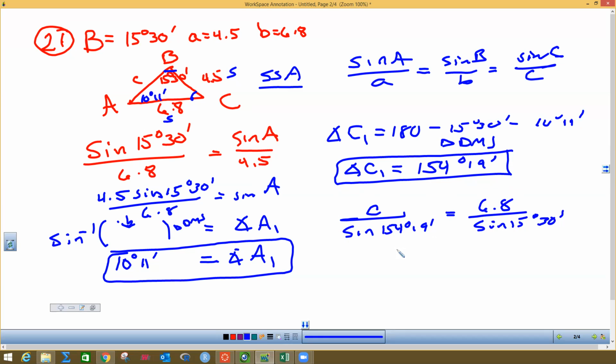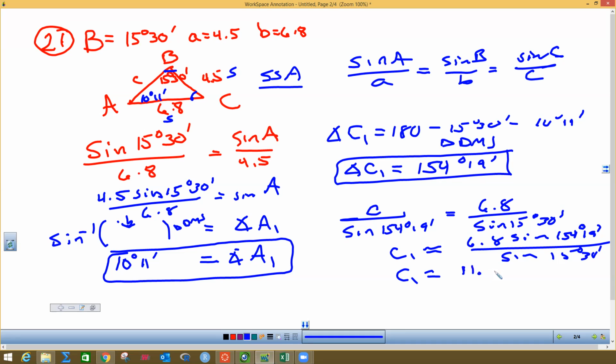Am I going to have to hit second on this when I'm finding a side? Hello? Am I going to have to hit second sine? No, the only time you hit second sine is when you are finding an angle. This is a side. So you're just going to type this in exactly as it is. So what did this C1 come out to be? 11.12. That's it? Because that 154 is an awful big angle. Yeah. Did everybody get it? Okay. 11 point what? 028. 028? Correct. Okay. So there's my first triangle.